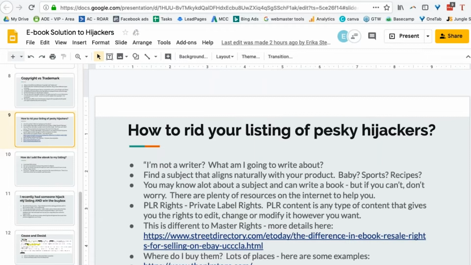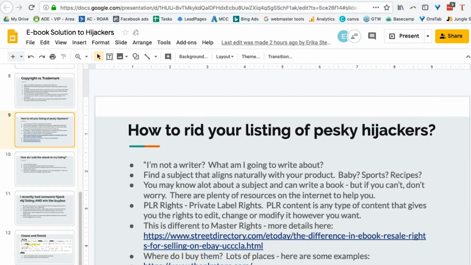So what do you do? You've got a product, you want to figure out what to do, and make an ebook. So there's different rights that you can buy. You could write one yourself. Like if you had a knife sharpener, you could write your own guide on how to use the knife to make all sorts of designs and vegetables or something like that.